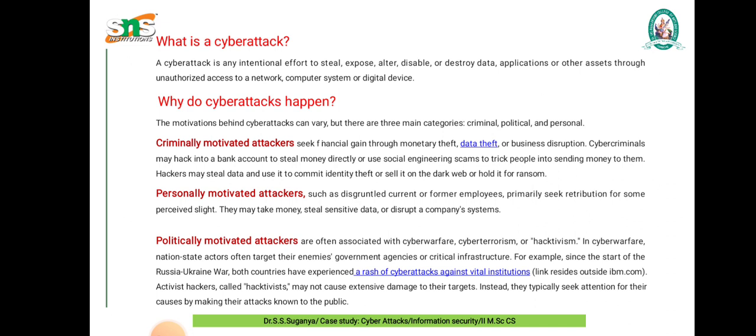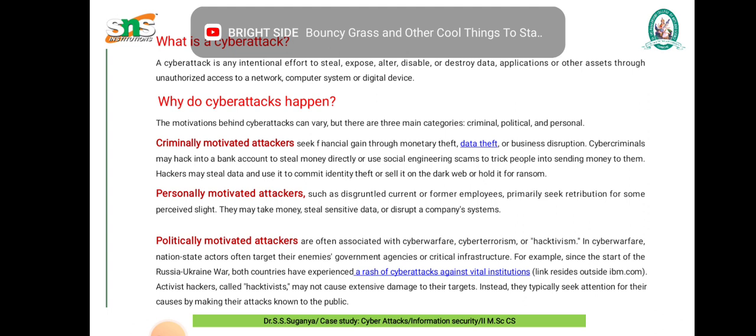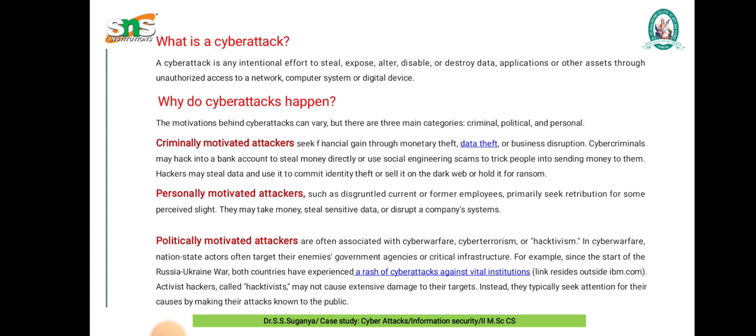Criminally motivated attackers seek financial gain through monetary theft, data theft or business disruption. So cyber criminals may hack into a bank account to steal money directly or use social engineering scams to trick people into sending money to them, and hackers may steal data and use it to commit identity theft, sell it on the dark web or hold it for ransom.